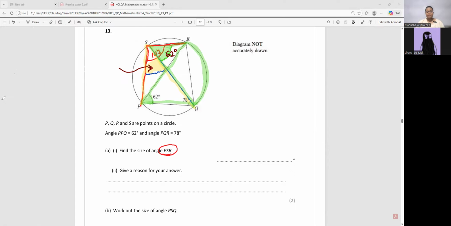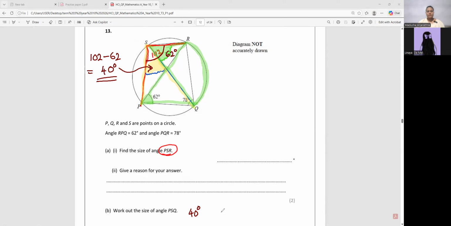Now can't we find this blue color one? Total angle is 102. That angle is 40. 102 minus 62. Is it just 40? Yes, teacher. Yes, 102 minus 62 is 40. PSQ is 40 degrees. So you can mark it on the diagram like this. Workings, but practice to write the reasons.